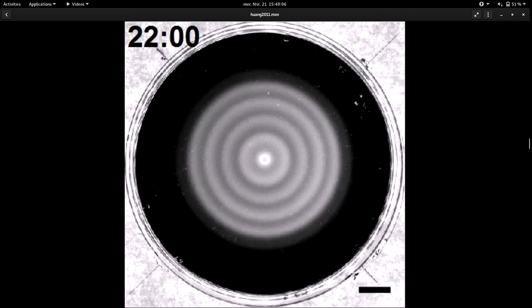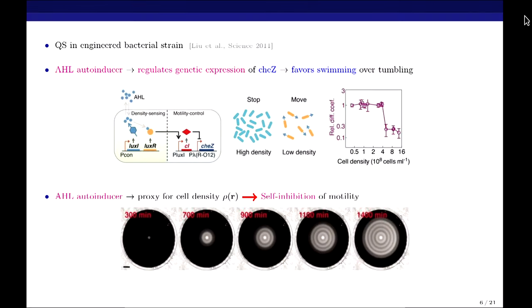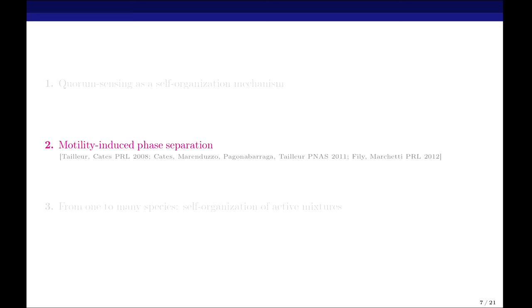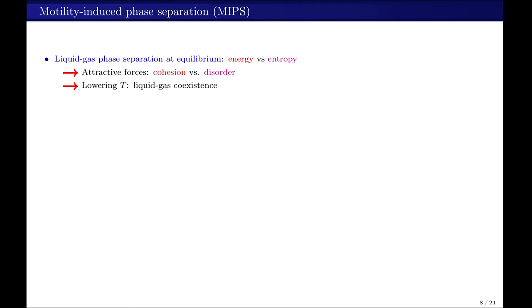So this is indeed a phase separation phenomenon between a dense region and a dilute region, and we would like to understand it with the physics of phase separation. But the question that we would now like to answer is why motility inhibition favors this kind of self-organization. So this brings me to the second point, motility-induced phase separation.